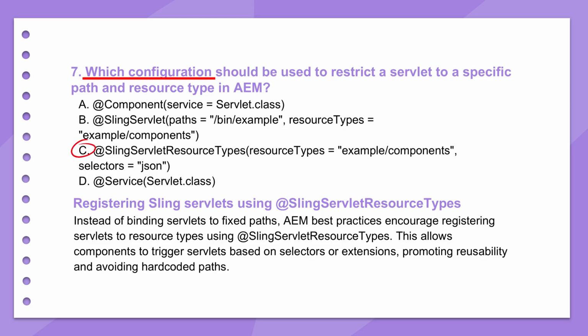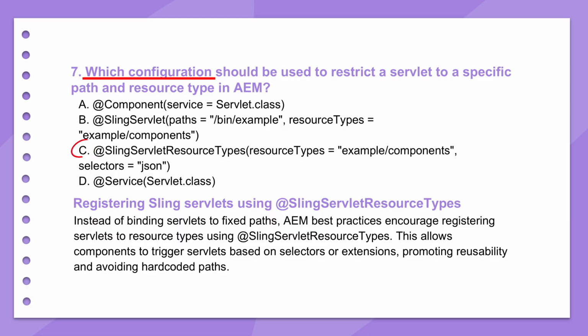Resource types, example components, selectors, JSON. Servlets, right, for custom APIs, backend stuff. This @SlingServletResourceTypes annotation sounds quite specific. How does it help restrict where a servlet works? What's really effective about @SlingServletResourceTypes is it lets you register your servlet to handle requests for specific resource types. In this example, example components.